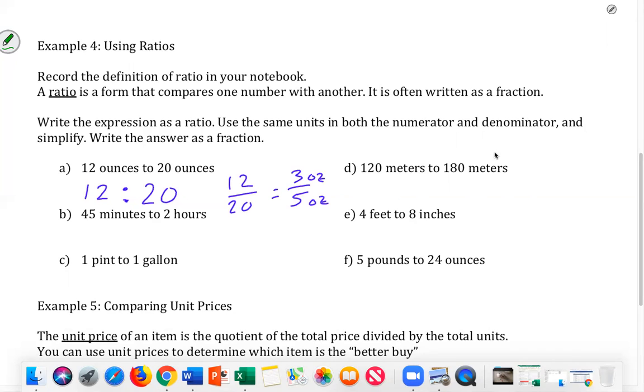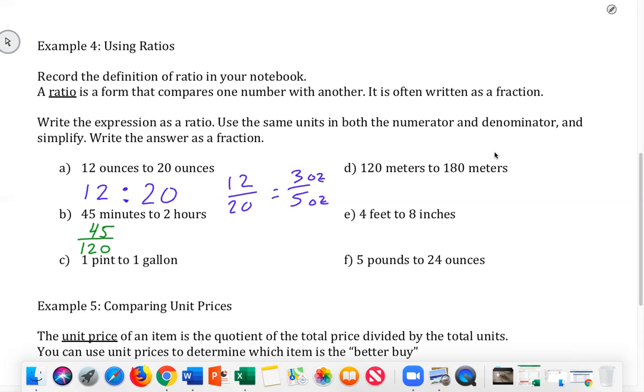Now, Justin, what seems to be a problem in B? What might I have an issue with in B? It's minutes to hours. So how many minutes are in an hour? 60. So 2 hours would be how many minutes? 120. Now, why did I choose to go with converting hours to minutes instead of minutes to hours?